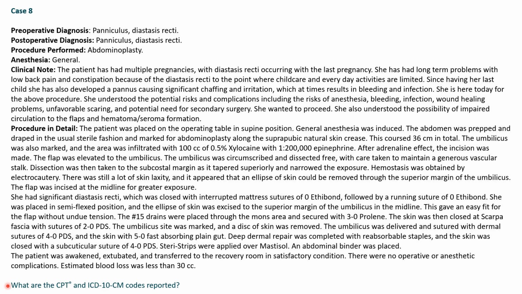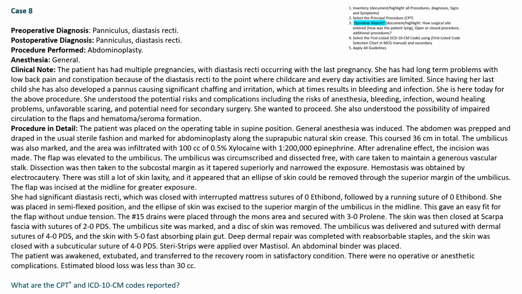What are the CPT and ICD-10-CM codes reported for this encounter? Okay, so that was quite lengthy to read. So what do we do now? At the top right, we have what we need to do, but remember, we don't start this process until we've highlighted our keywords. So let's go ahead and do that.